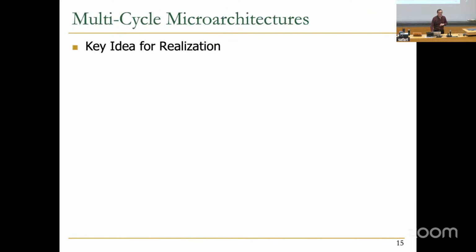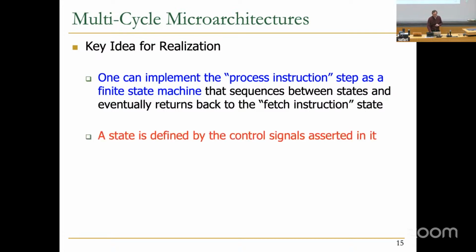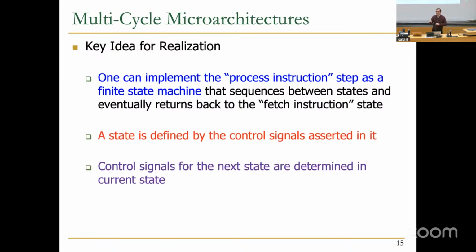Okay, so basically the key idea of realizing a multi-cycle microarchitecture is to see the process instruction step as a finite state machine that sequences between states and eventually returns back to the fetch instruction state. So you keep doing this. You have a finite state machine that implements your entire ISA. A state is really defined by the control signals asserted in that state. And control signals for the next state are determined in the current state, so that we can parallelize processing. We don't need to waste part of the clock cycle for determining control signals. Make sense? We've discussed a lot of these actually.